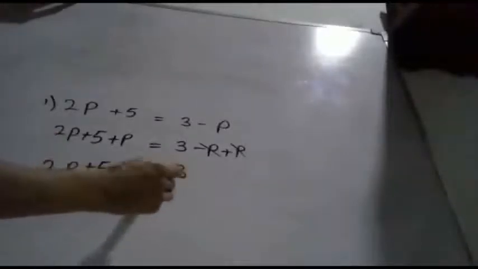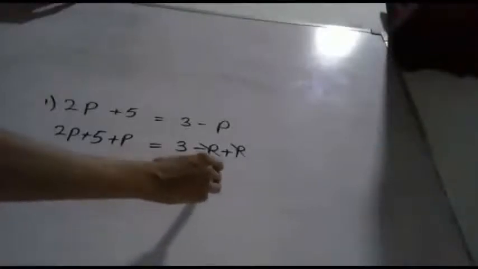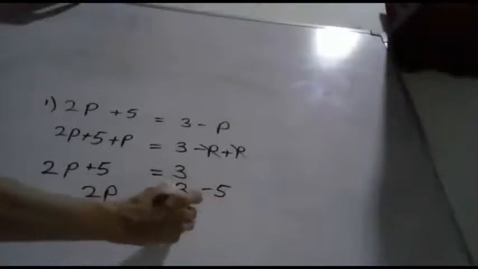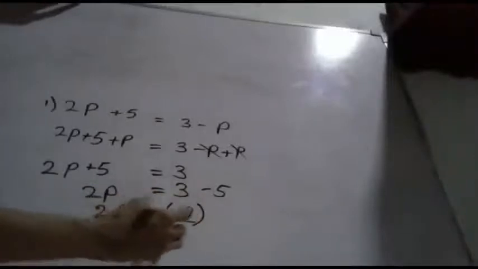Now we take this 5 to the right hand side. It is changed to subtraction. 3p is equal to 3 subtract 5. Or we subtract 5 from both sides. 3p plus 5 subtract 5 is equal to 3 subtract 5. Then 5 subtracted from 3 is negative 2. 3p is equal to negative 2. Both sides divide by 2. p is equal to negative 1.